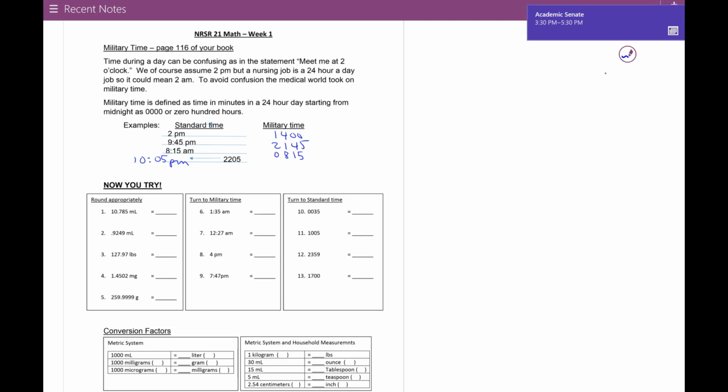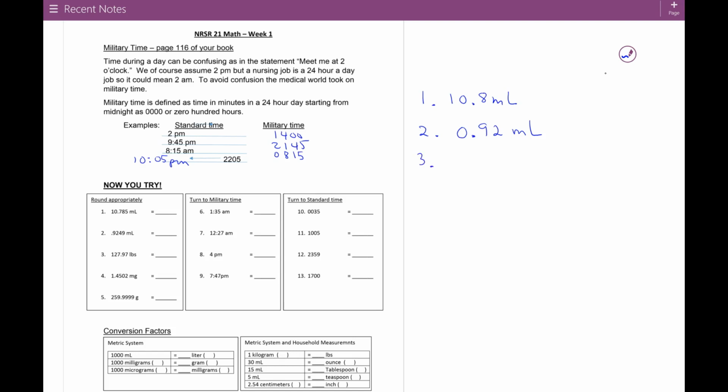Okay, so now let's round appropriately these examples. So I'm going to put them over here where I have more room. So number 1 should get rounded to 10.8 milliliters. It's greater than 1 milliliter, so we round to the nearest tenth of a milliliter. Number 2, we should write as 0.92, but we should add the leading 0 and round to the nearest hundredth since it's smaller than 1 milliliter.